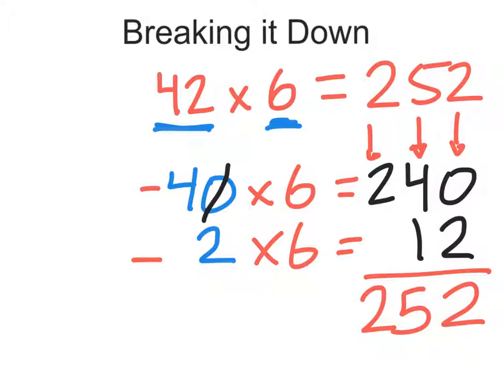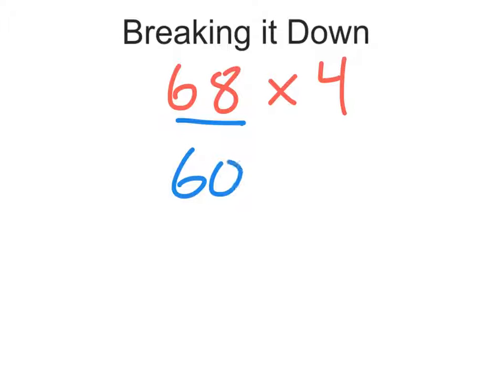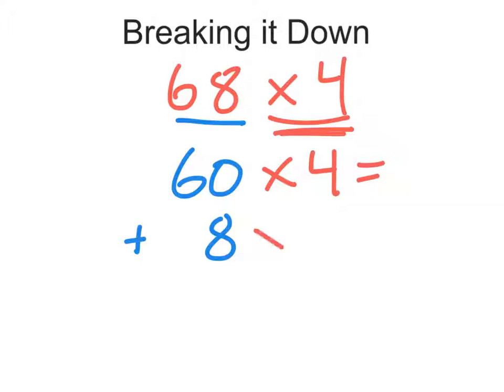Let's do another example. Here, this is another example of breaking it down. 68 times 4. Well, 68 can be broken down as 60 plus 8. And then what we do is we multiply both these digits by 4. 60 times 4 and 8 times 4.